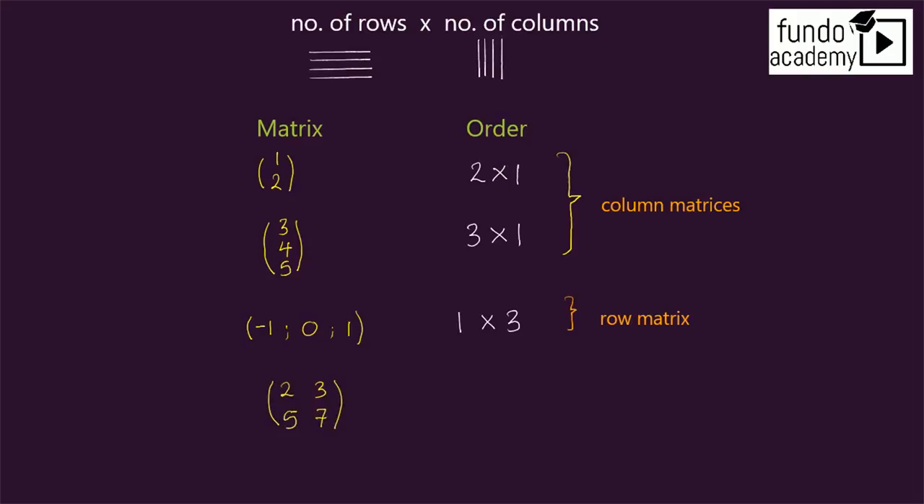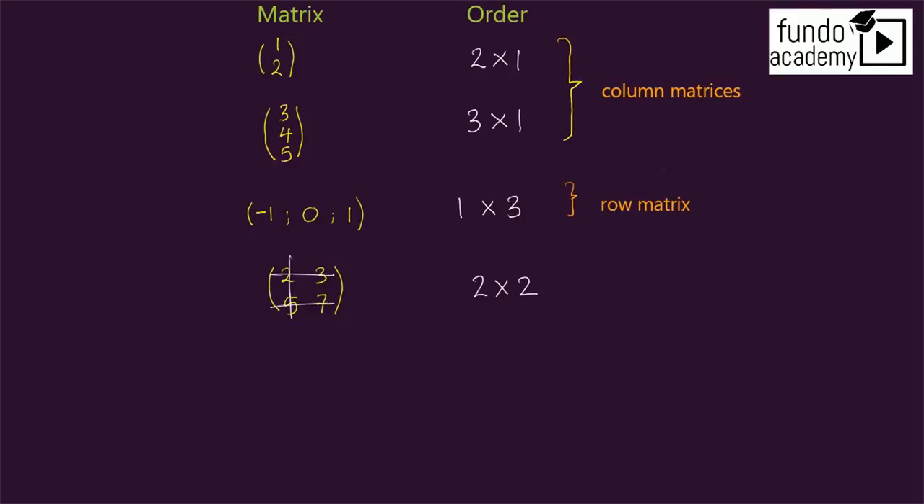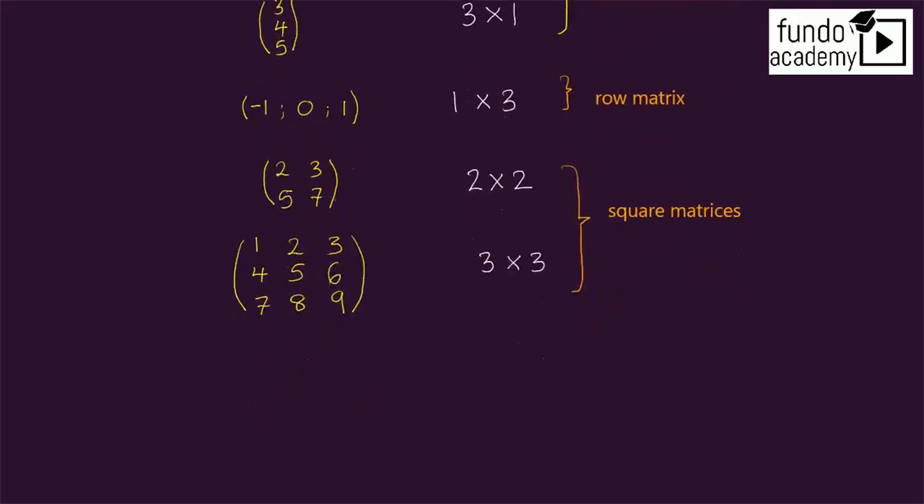Let's have another example here. Let's have this matrix 2 3 5 7, the elements. We have in this case 2 rows and 2 columns. So this one is a 2 by 2 matrix. Let's also have another one. This one is a 3 by 3 matrix. These 2 matrices have an equal number of rows and columns. So we've got a 2 by 2 matrix and a 3 by 3 matrix, and we call these square matrices. These are examples of square matrices.